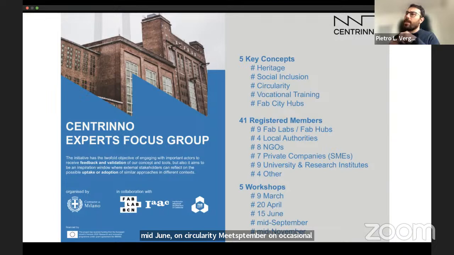And just the last thing, the way we're organizing these workshops is that we're going to have a quick overview and presentation of how we understand the specific concept in Centrino, and then how we apply that in the project throughout all our nine pilots. And then we have a deep dive on two case studies that are model examples of the application of this concept. And then we open for breakout rooms, collective discussions and peer learning exercises so that we can really make the most of this engaging activity.